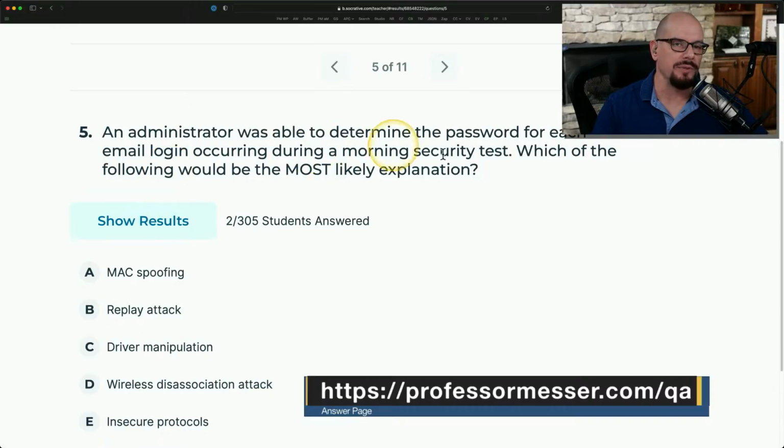An administrator was able to determine the password for each email login occurring during a morning security test. Which of the following would be the most likely explanation? Would it be MAC spoofing, replay attack, driver manipulation, wireless disassociation attack, or insecure protocols?